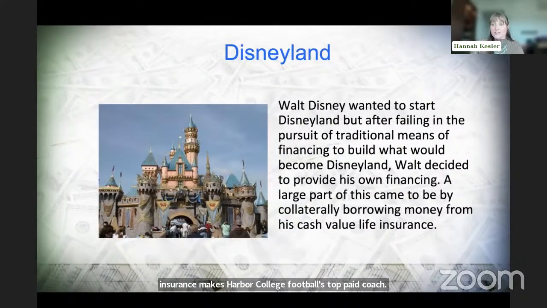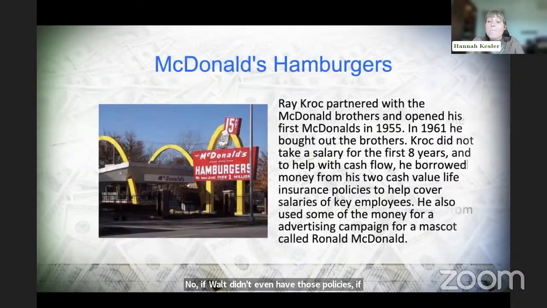How about Disneyland? Walt Disney wanted to start Disneyland, but after failing in the pursuits of traditional means of financing, meaning that Walt walked into a bank and told the banker, hey, Mr. Banker, I got this brilliant idea. It's called Mickey Mouse and Donald Duck. Will you give me a loan? They laughed in his face and said no. So you know what Walt had to do? He had to provide his own means of financing, and a large portion of this came from collaterally borrowing money from his cash value life insurance. Who knows if Walt didn't even have those policies, if Disneyland would even be here?